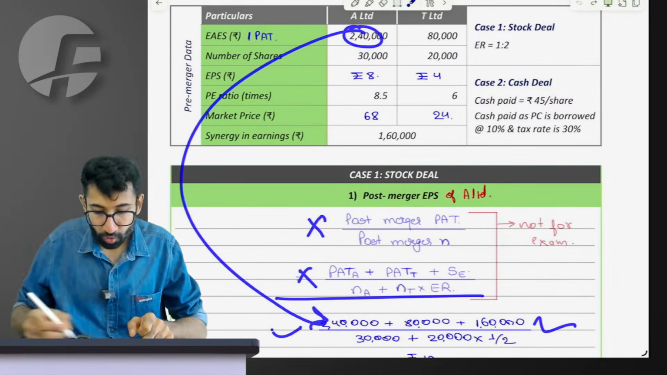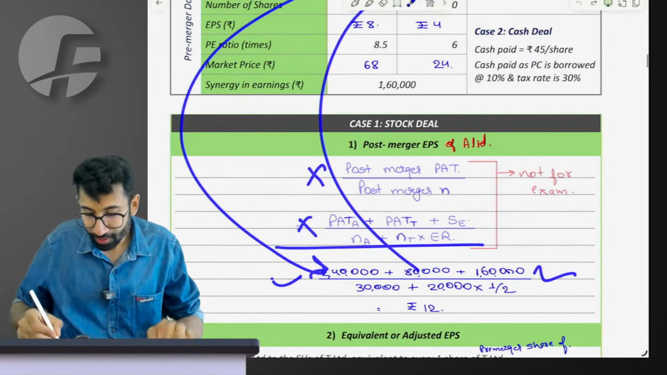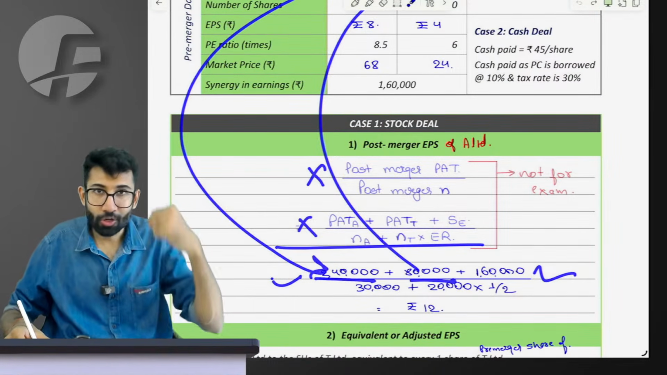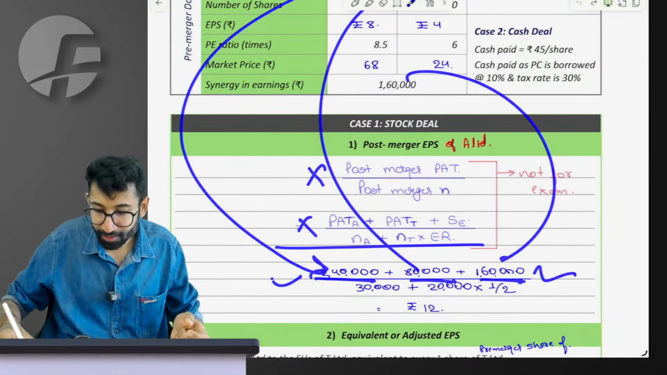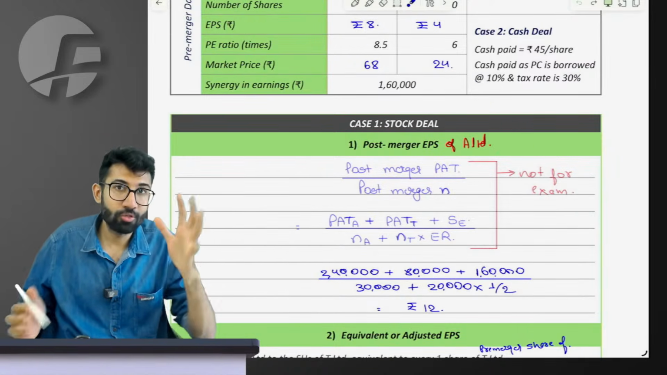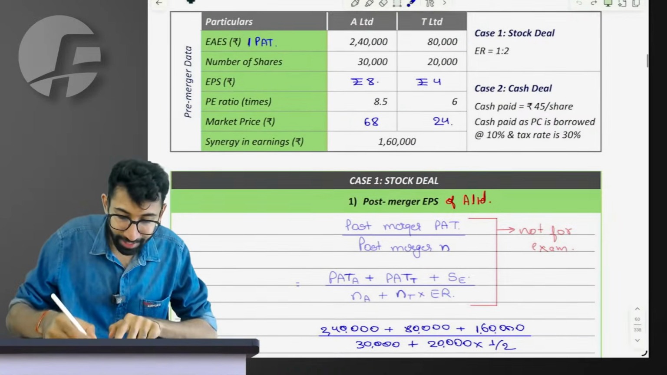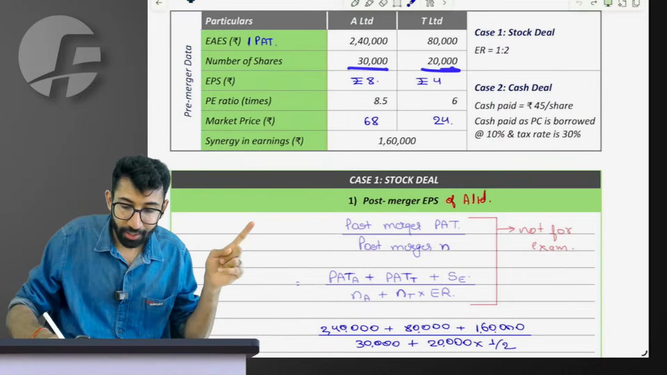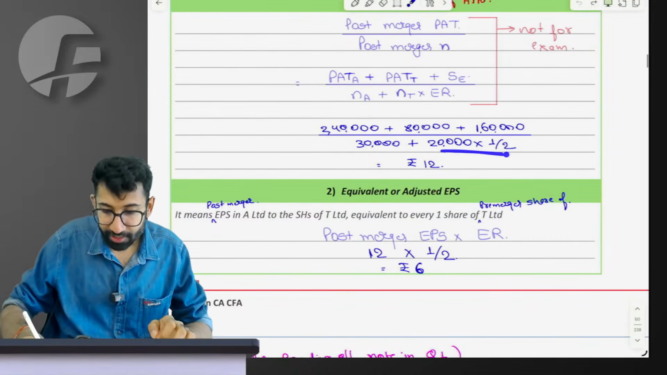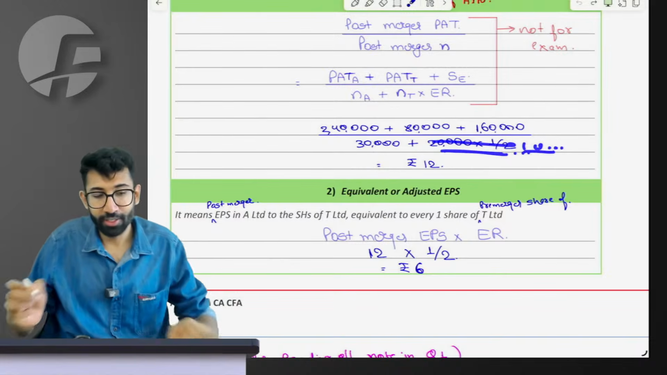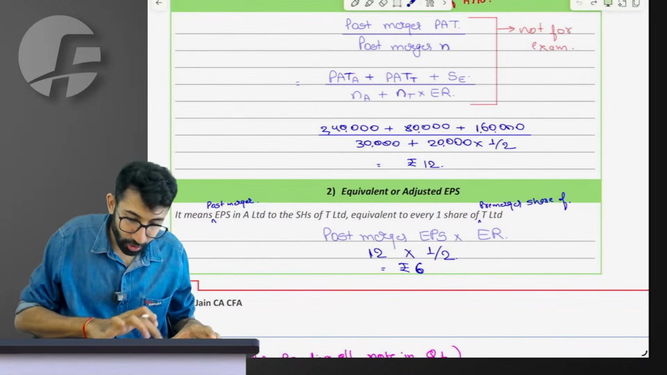Sir, my PAT is 240, your PAT is 80. So 240 is my PAT plus your PAT 80 plus synergy in earnings, which is synergy in PAT of 160, is going to be the post-merger PAT, divided by my shares of 30 against your 20. I will give you the exchange ratio of 1 by 2, which means I will issue you 10,000 shares, and accordingly post-merger EPS will be how much?